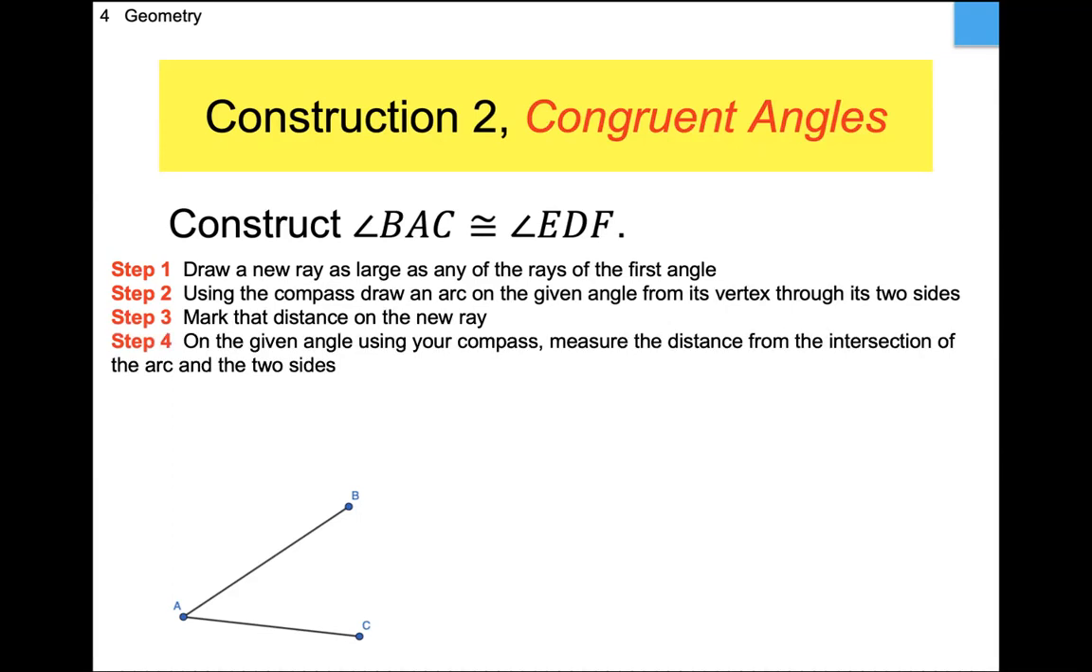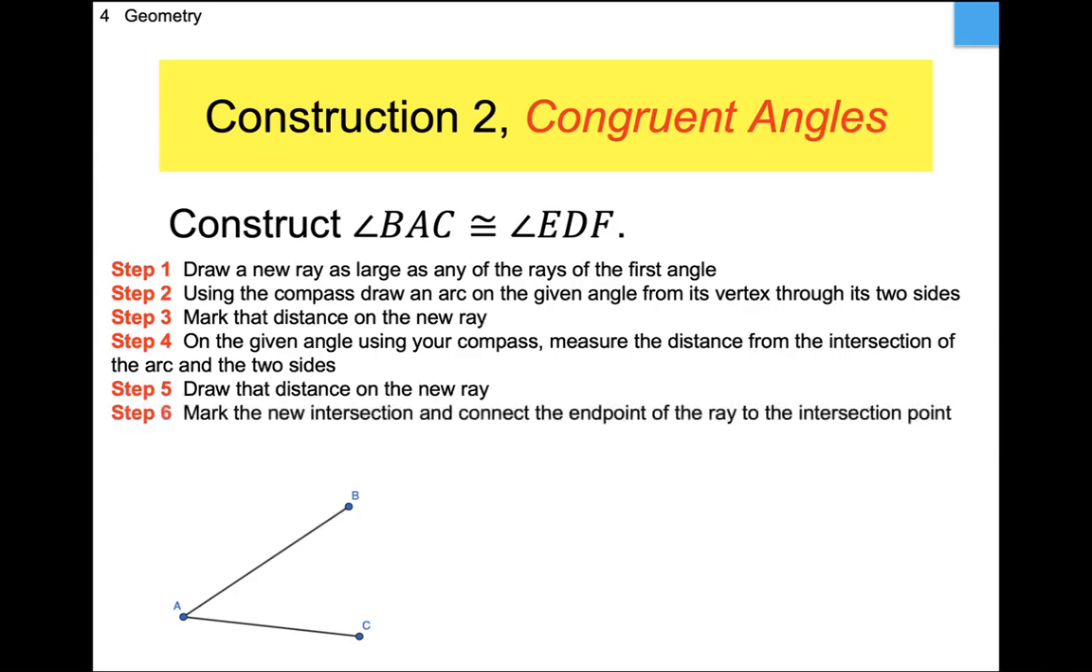And then you're going to go back to the original angle, and on the given angle, using your compass, you're going to measure the distance from the intersection of the arc and the 2 sides. That makes no sense right now, but it will when we do it. Step number 5, we mark that distance onto the new ray, and then we mark the new intersection and connect the endpoint of the ray to the intersection point. And then finally, label and write a congruency statement. I left off the write a congruency statement.